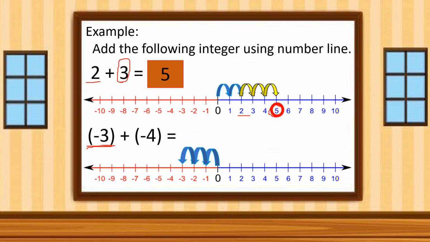Okay? Then, mag-a-add tayo ng negative 4. So, again, that is a negative integer. That's why, again, we will move another 4 units to the left pa rin, since yan po ay negative 4. So, we have 1, 2, 3, 4. So, saan po tayo natapos? So, natapos tayo kay negative 7. So, therefore, the sum of negative 3 and negative 4 is equal to negative 7.